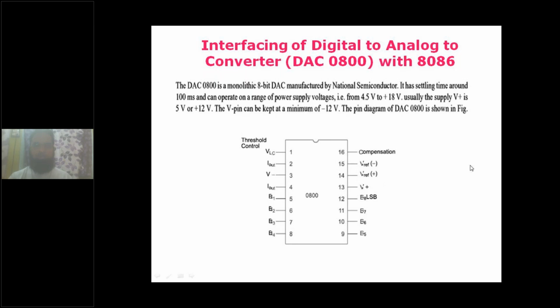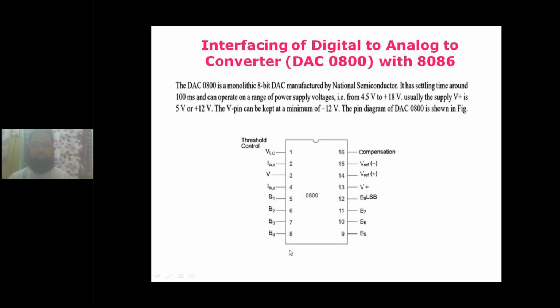D2A converter is also available in IC form. Its IC number is 0800. What this IC will do is convert the digital signal available at the input lines B1 to B8. B1 to B8 are the digital input lines. B8 is LSB and B1 is MSB.